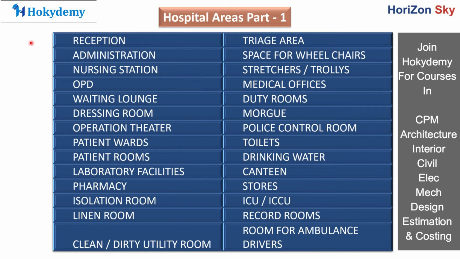Clean as well as dirty is that one room will be providing us with clean equipments, clean clothes, clean instruments which are being used in the operation or testing of the patients, and the other one will be the dirty utility room where all the dirty things will be dumped off for cleaning. All right. Now next we have the triage area.